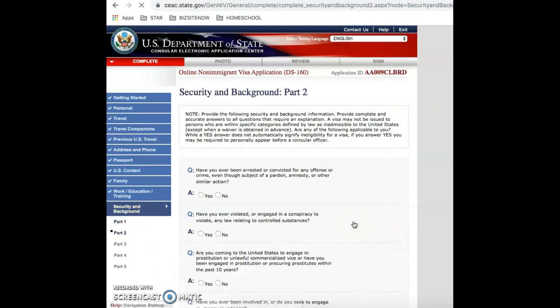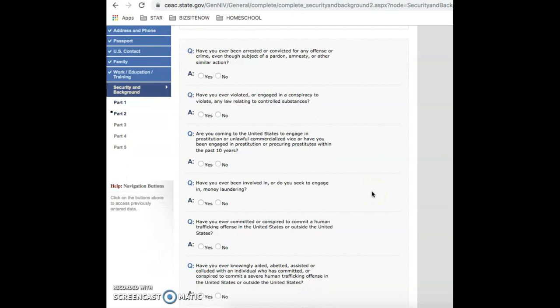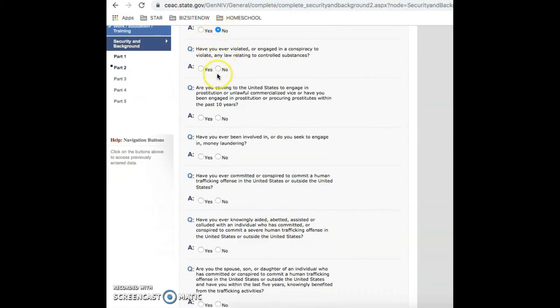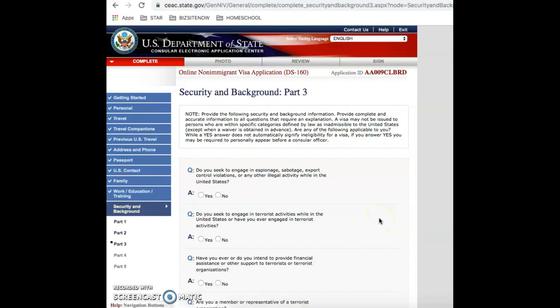And then click next for part 2. Have you ever been arrested or convicted for any offense or crime, even though subject of a pardon, amnesty, or other similar action? No. Just read this, guys. Ang sagot ko dito is puro no. Again, if any of these will have you to answer yes, then just click yes. The implications, I don't know, but I just really like to be honest. Gusto ko talaga maging honest sa pagsagot ng form na ito. Kasi parang feeling ko, pag nagsinungaling ako, mahuhuli rin nila.